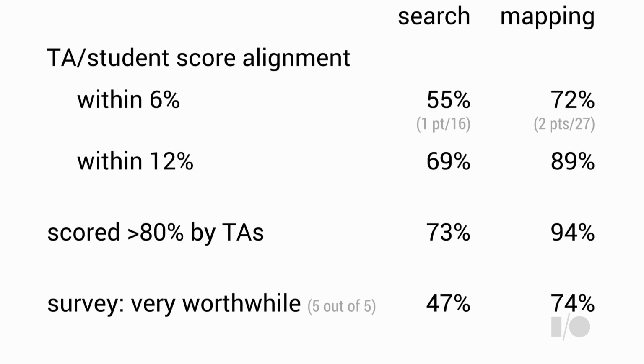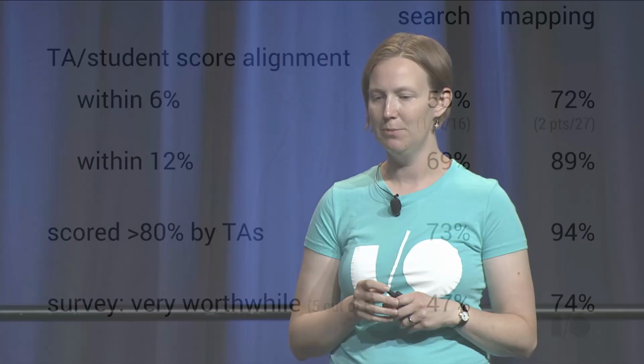Another key factor was this last one on our screen. We asked students how worthwhile was doing this project. And in the search class, just under half of them said, yes, this is a really worthwhile project. In the mapping, nearly 3/4 of them said, yes, this was a really worthwhile project. Now, the survey scores might have some self-selection bias, but I think there's something here, that if students find more value in the work that they've done, they're going to be much more likely to grade it on a more accurate level.